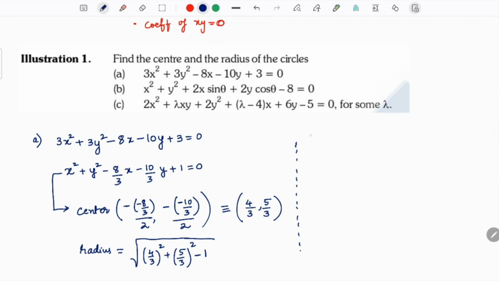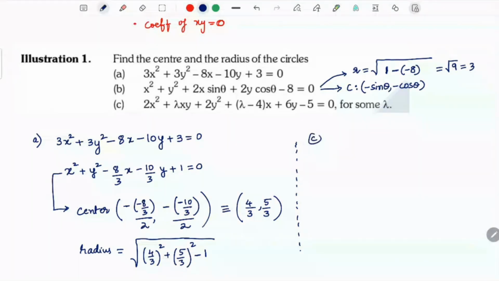Okay, next. For this one, straight away I'm writing what is center. Center coordinates, second one: minus x quotient by 2, that is minus sine theta, comma, minus y quotient by 2, that is minus cos theta. What would be radius for this? Root of sine square theta plus cos square theta minus constant term. So that would be root 9, which is 3.